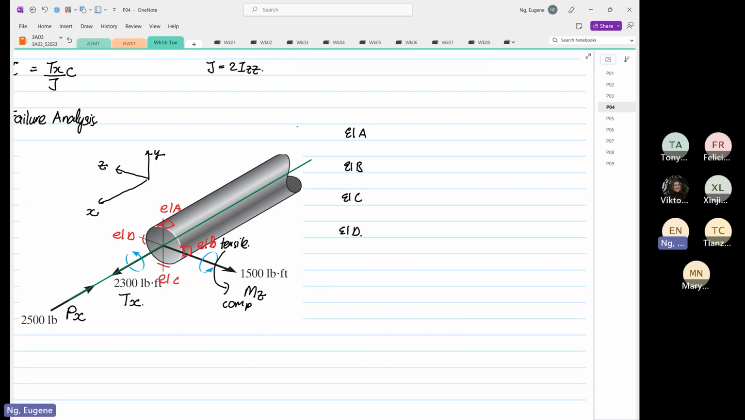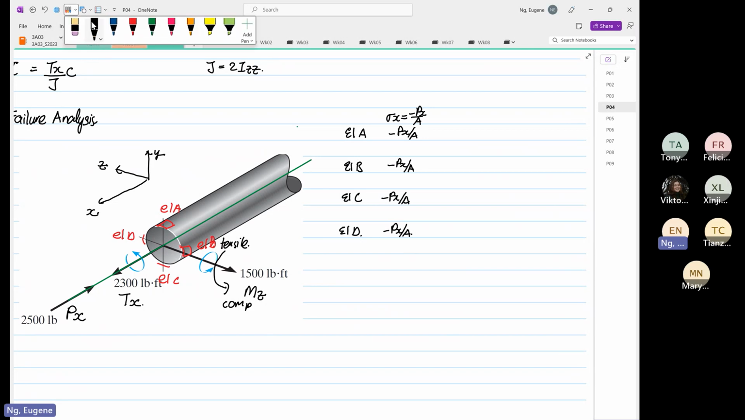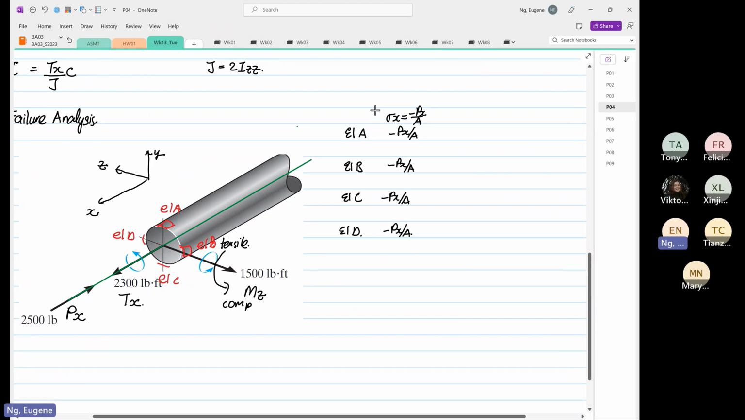Okay, so by looking at this, we can tell. If we look at the term stress X is equal to minus Px over A, right? Element A, B, and C, due to the axial loading, all of them will see minus Px over A. So from Px over A, we cannot tell which one is the more critical element.